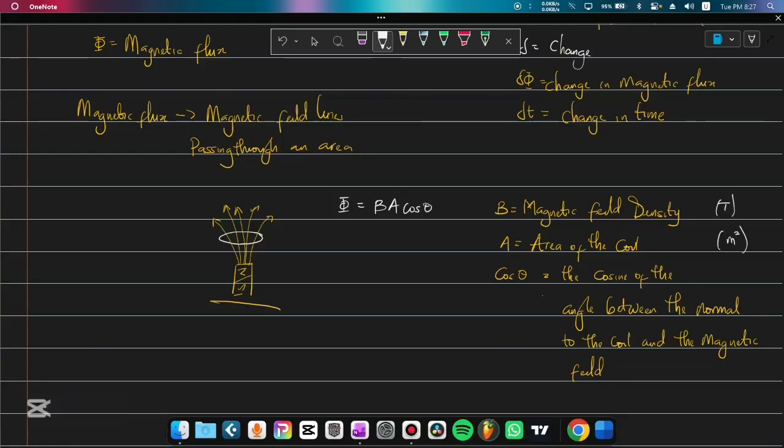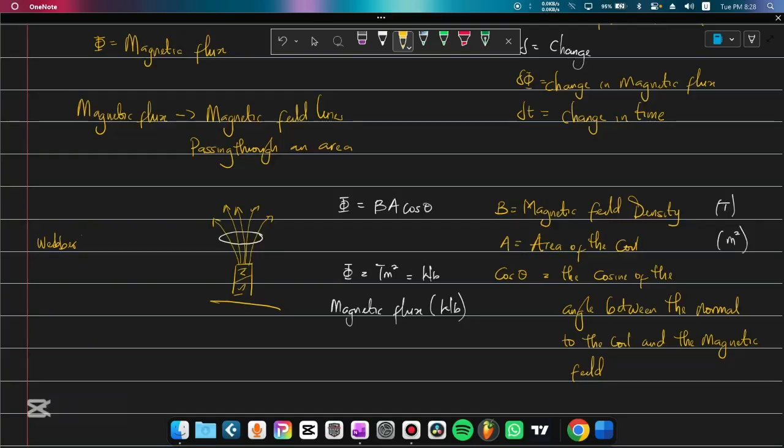Theta doesn't have a measurement, so it means our magnetic flux will be equal to Tesla meter squared. And 1 Tesla meter squared is known as 1 Weber. Therefore, magnetic flux is measured in Weber. You must not forget that. For those that want to write it down, it's Weber.